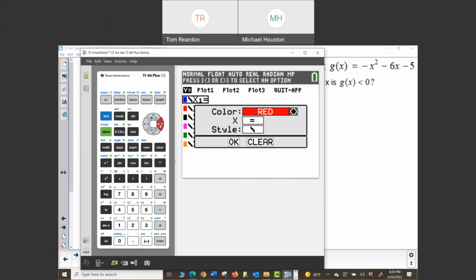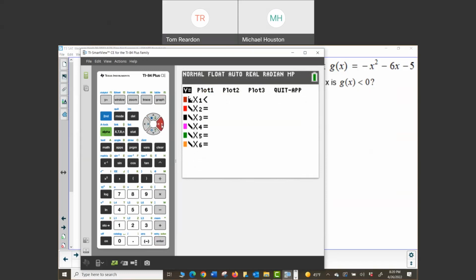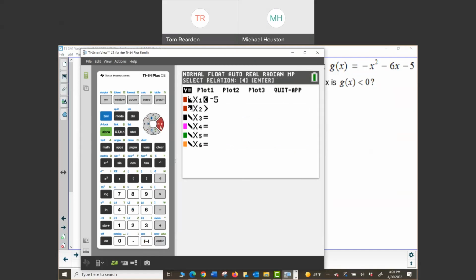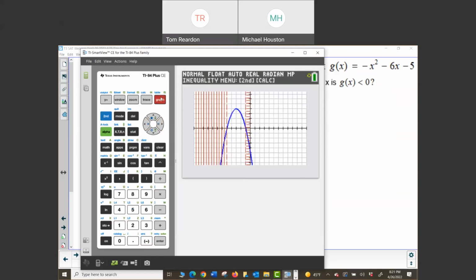And I think what I'm going to do, I'm going to shade everything in brown. I think I need an x is less than. So let me go with that. So I want x is less than -5, if I remember correctly. And then this one, I'll change that color to be brown as well. And this time I want it to be x is greater than -1, because that's where those intercepts were. And so let me go ahead and graph that.